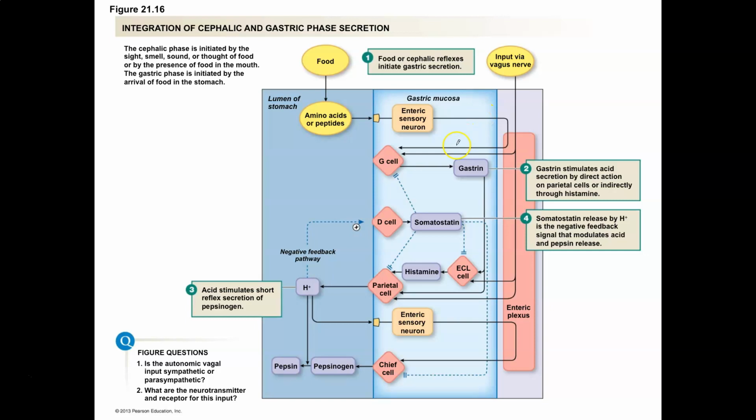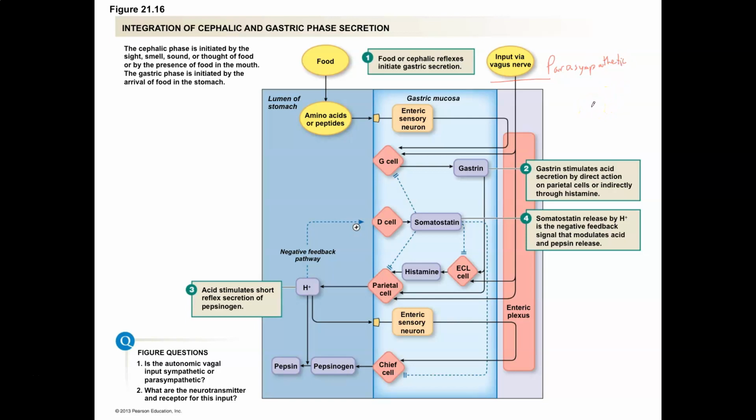So this particular diagram is basically showing you that when you have food, and this also happens obviously from the cephalic phase as well, it isn't just food entering the stomach that triggers acid secretion. We get acid secretion even prior to the food entering the digestive system. So we have vagus nerve input, which is basically parasympathetic activity. Your vagus nerve is the majority of your parasympathetic portion of the autonomic nervous system.